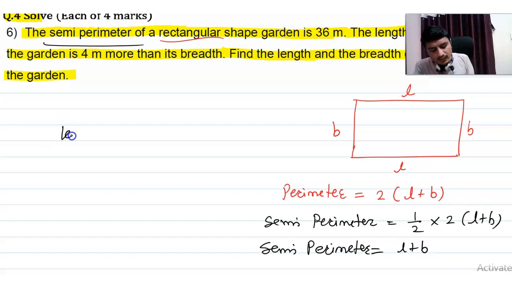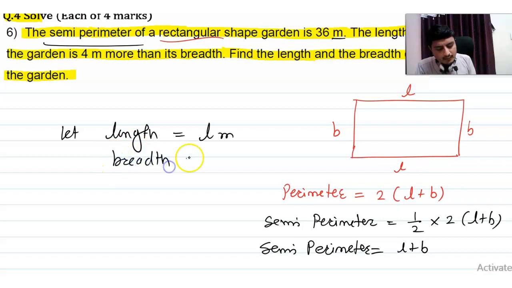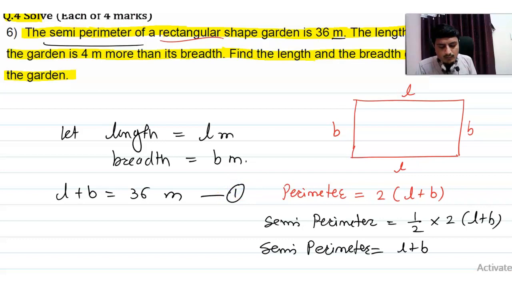So let us assume that the length of the rectangle is, as dimensions are in terms of meter, L meter, and simultaneously the breadth of the rectangle, let it be B meter, so that the semi-perimeter of the rectangle is L plus B. So L plus B equals the semi-perimeter we have been given, 36 meter. Call it equation number 1.